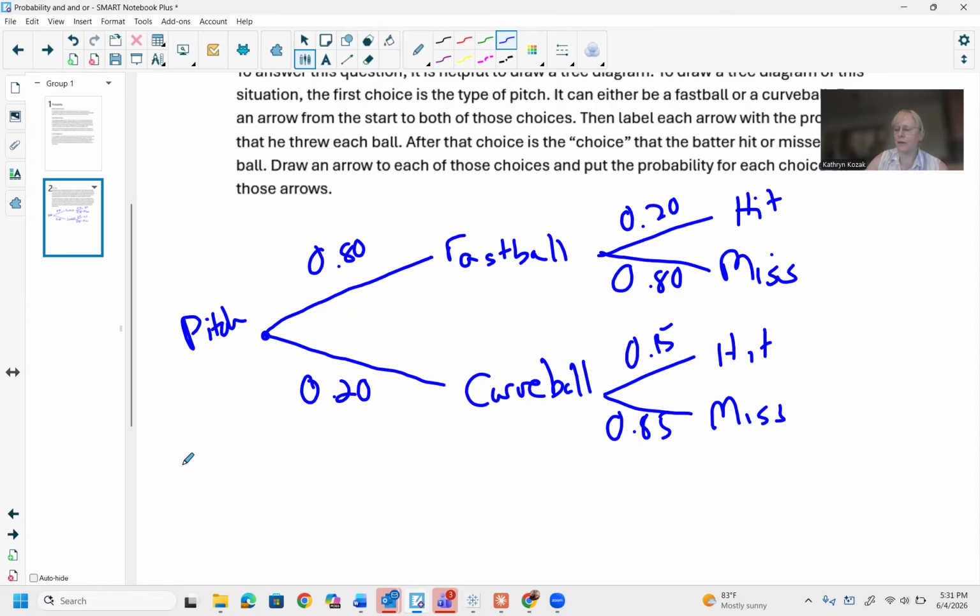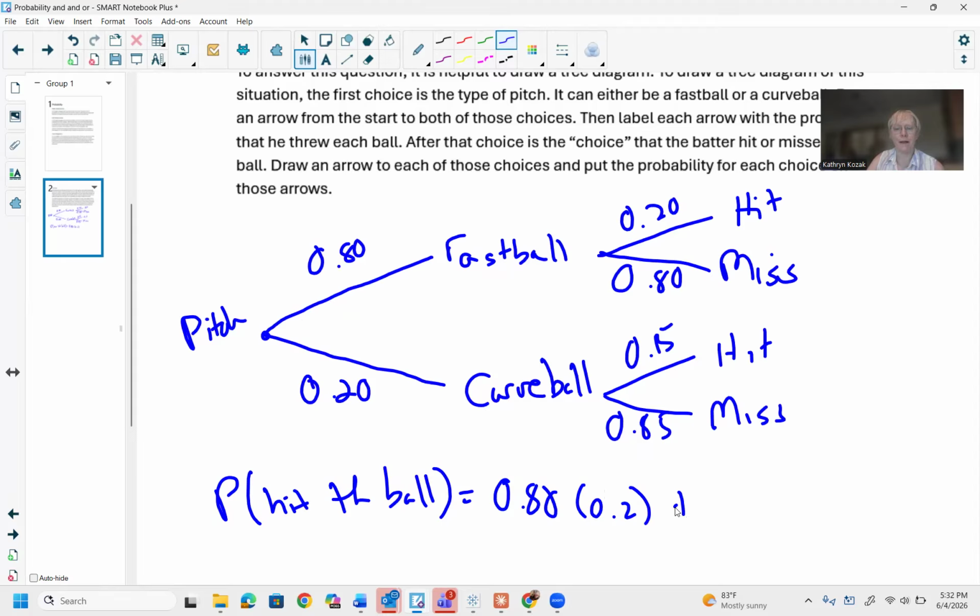Now, if you'd like to find the probability that they actually hit the ball, you will come down the tree from pitch to the fastball. So that'd be 0.8 times 0.2, because you have to have the fastball and hit it. So you're going to multiply those together, plus, because you came back to the start, so we're going to add in. So this was my and statement of multiplying these two ands together. Coming back means, or they could have gotten a curveball. Or means you're going to add them and you're going to come back to the start.